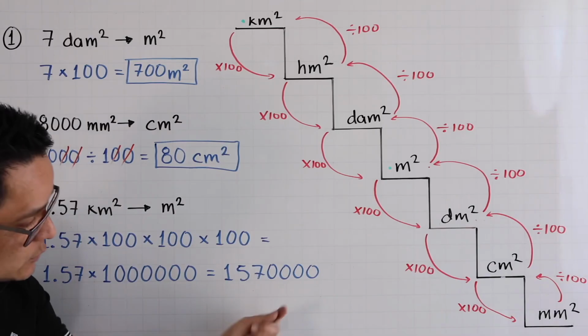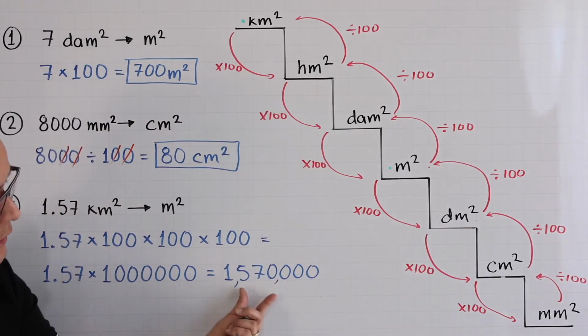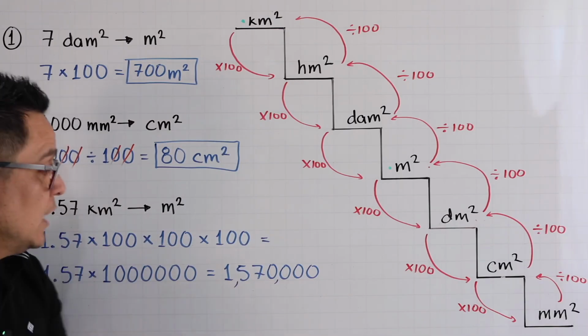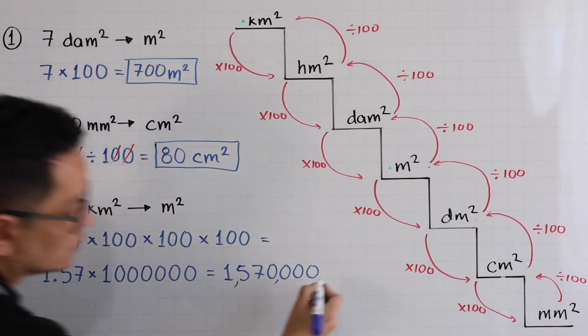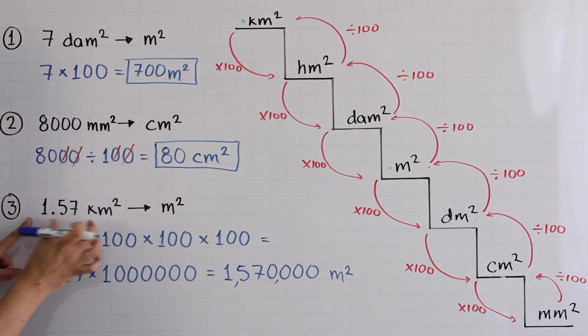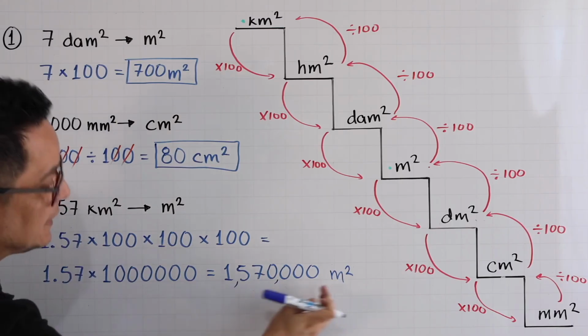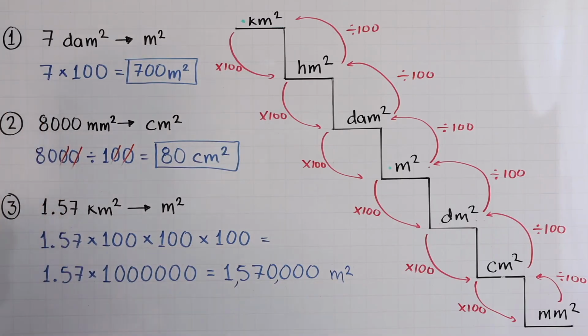What number is it? It would be, let's see, I'll separate it. 1,570,000, right? Now what units does it have? Well, they're square meters. Therefore, we already know that in 1.57 square kilometers, we have a total of 1,570,000 square meters.